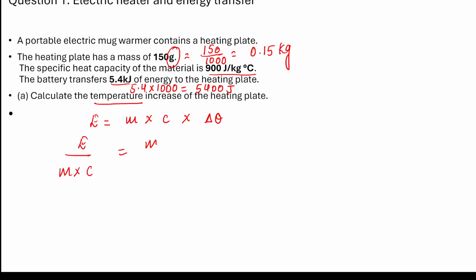So if you show the calculations, if you show the steps, this rearrangement step itself gives you the 1 mark before I even plug in any values. So always show the working out. Okay, so I'm just going to do this one quickly. So this one is 5400, and then you divide it by 0.15. Specific heat capacity is 900, and that gives you temperature change.